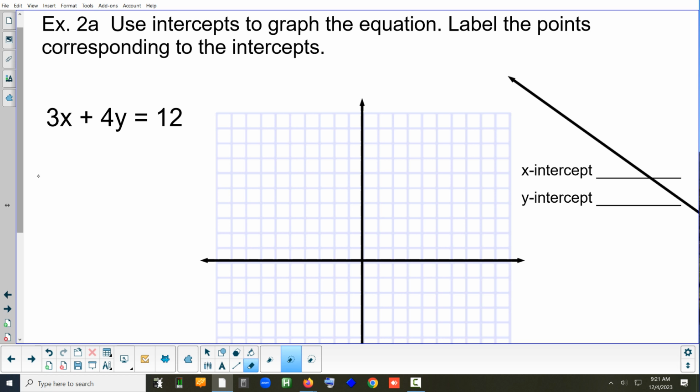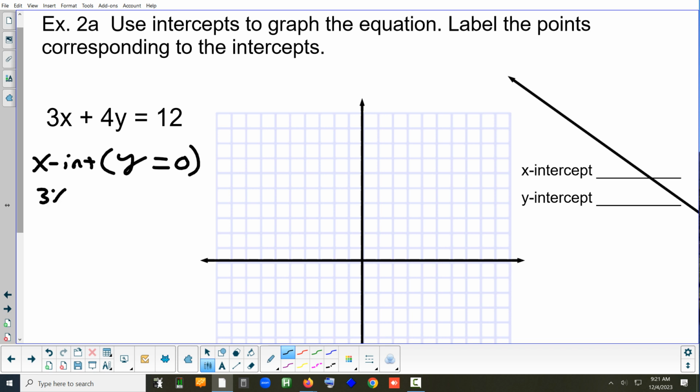Let's start with the x-intercept. To find the x-intercept, what number are we going to plug in? Yep, we're going to plug in 0. And now where do we plug it in? What letter? Plug it in for y. So to find the x-intercept, you're going to plug in 0 for y.